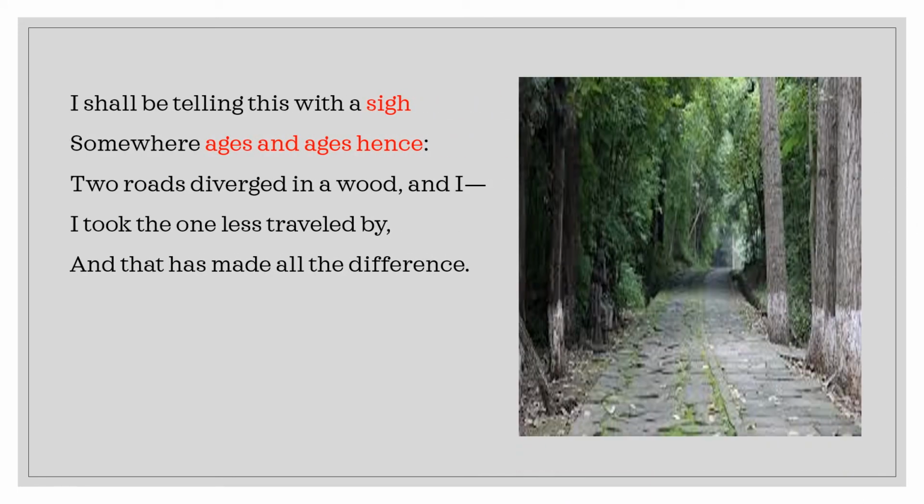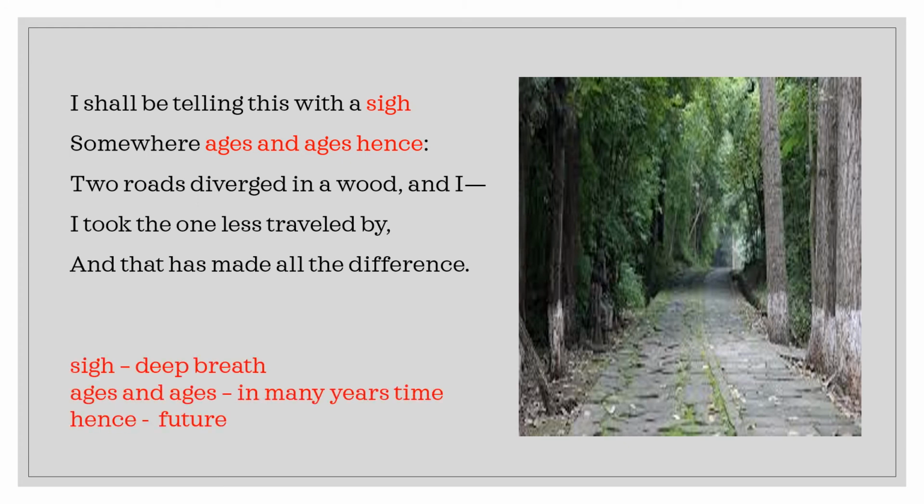Let's read the last stanza. I shall be telling this with a sigh, somewhere ages and ages hence. Two roads diverged in a wood, and I took the one less traveled by. And that has made all the difference. Let's see the meanings of the words. Sigh means deep breath, ages and ages means in many years' time, and hence means future.